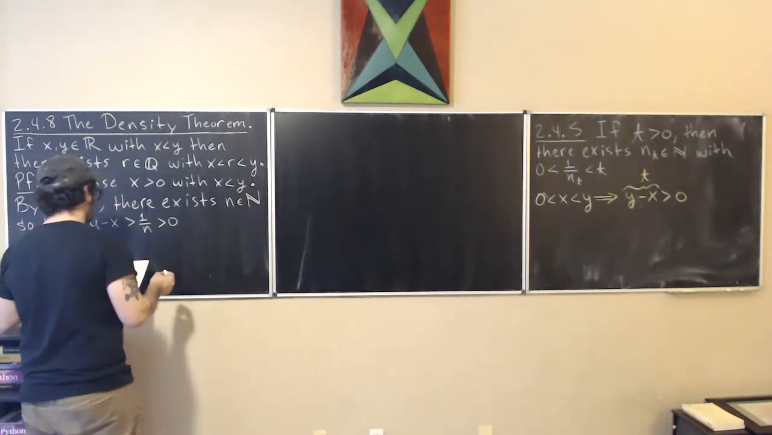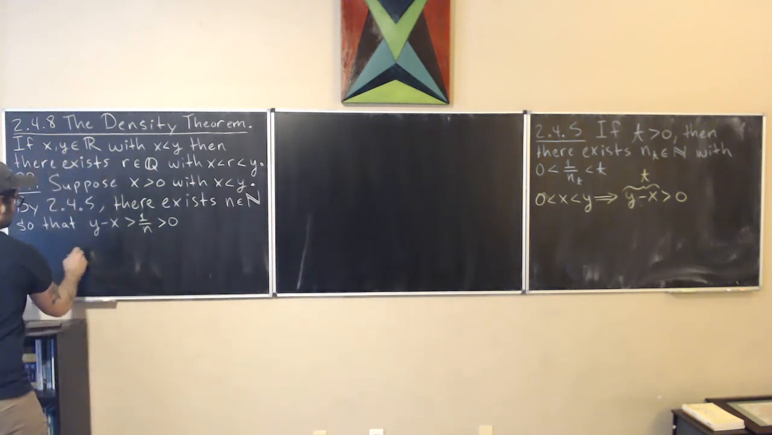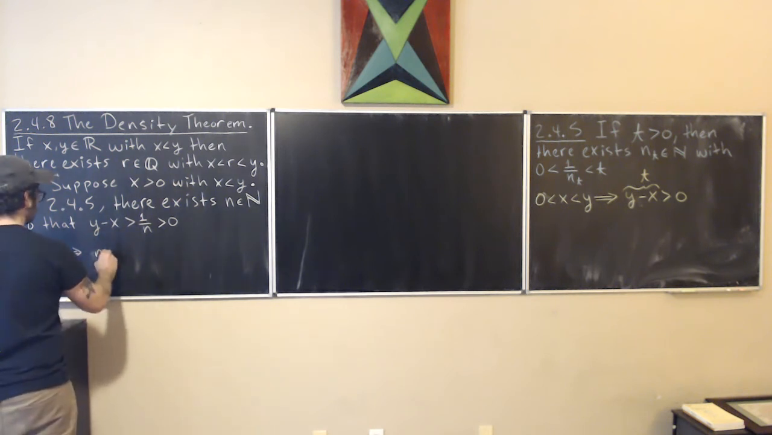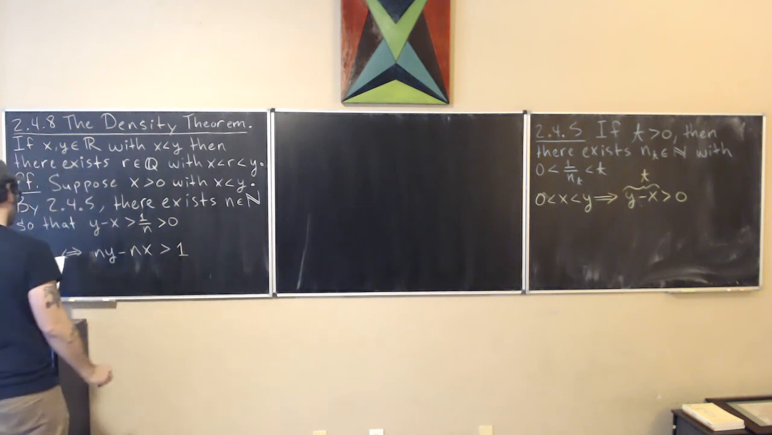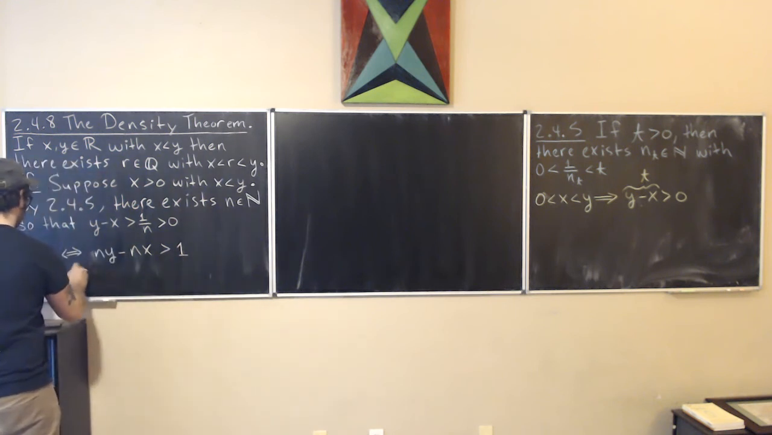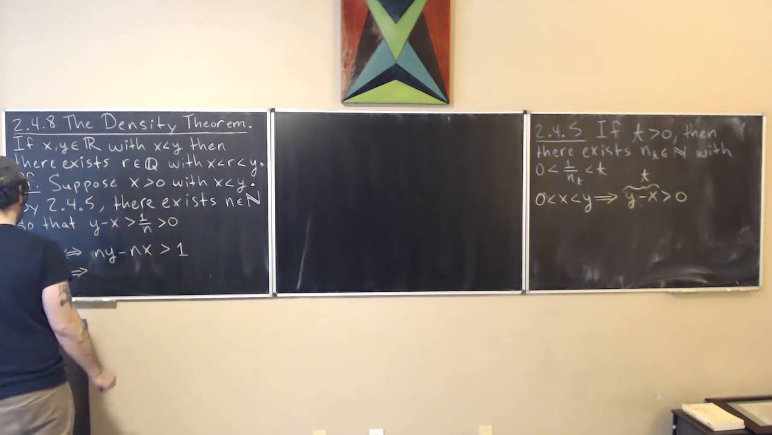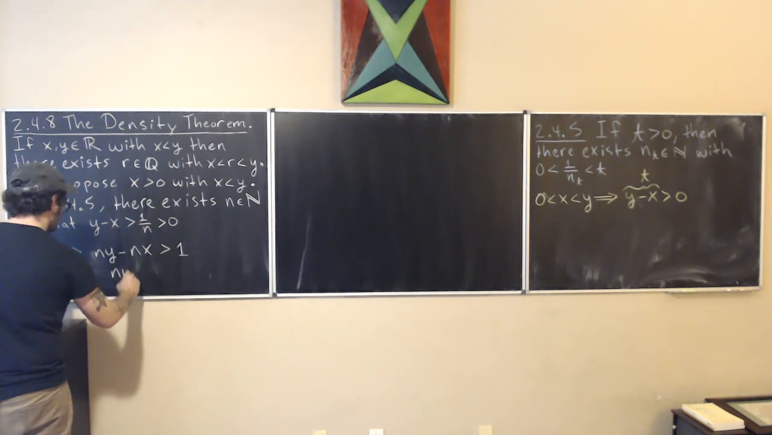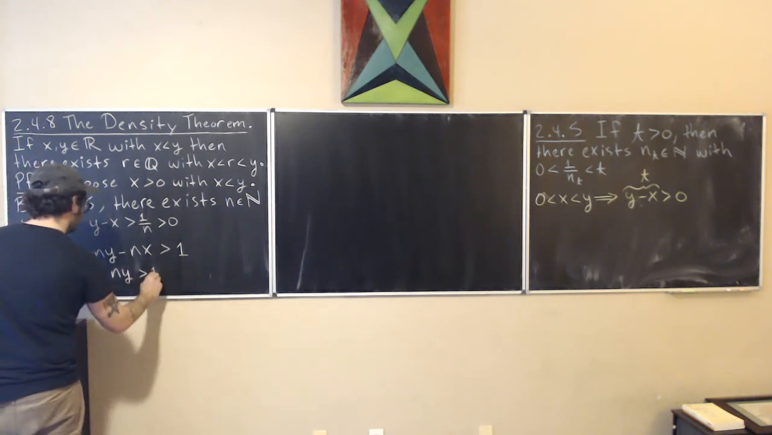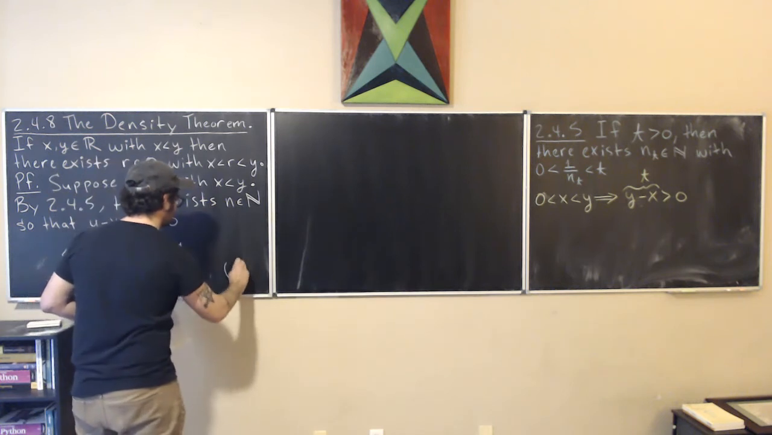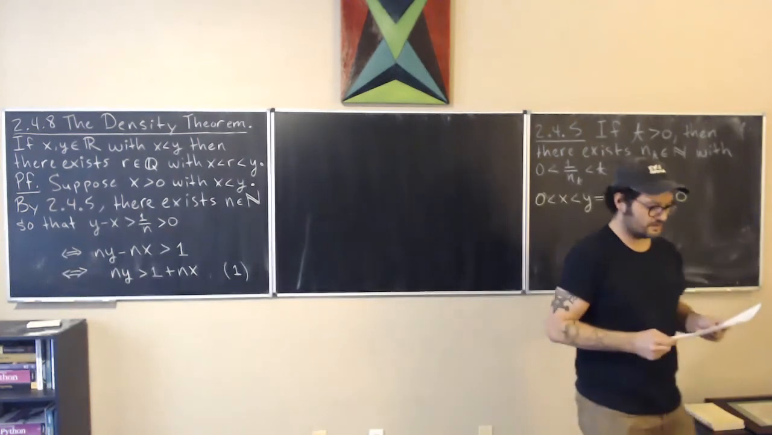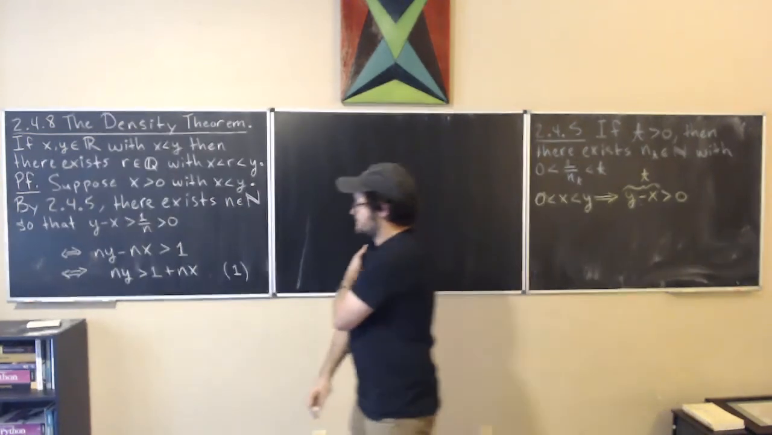Okay, so what does this imply? This equation here implies that n times y minus n times x is greater than 1, right? And this implies that, if I just add nx on both sides, I get that ny is greater than 1 plus n times x. Okay, and I'll call this equation 1 or something.